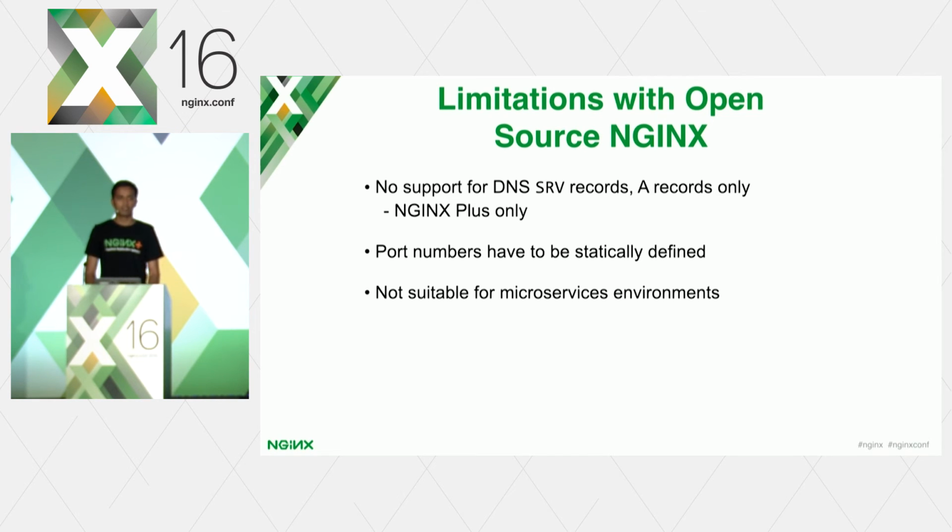So as I mentioned, the limitations with open source are no support for DNS SRV records, A records only. We'll see how NGINX Plus uses SRV records next. The port numbers have to be statically defined. Now this is definitely not suitable for microservices-based applications where you would have multiple containers running on the same host as well. You need to know the port information, which is important.